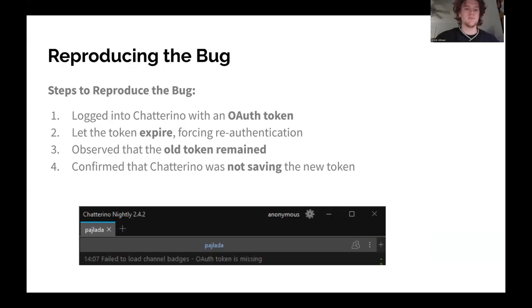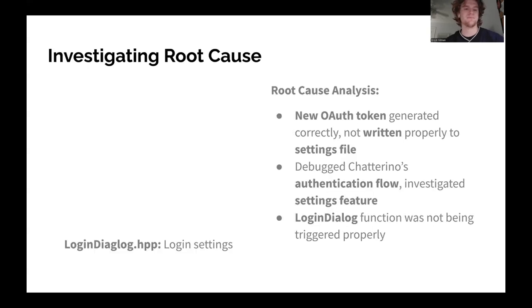So the first step to debugging: I have to identify and find the bug and reproduce it. My first steps were to log into Chatterino with an OAuth token and let the token expire, forcing a reauth, and then observe that the old token remained and confirm that Chatterino was not saving the new token. Here's a screenshot of the message dialog with the OAuth token missing or not saving.